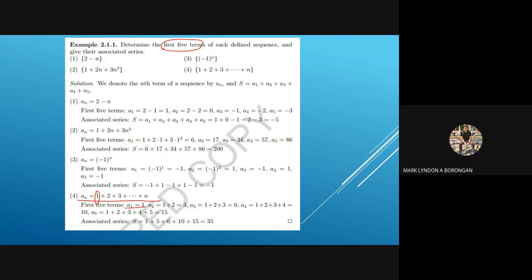So, our a sub 1 will be 1. Our a sub 2 will be this one. Because it's a series, it's adding. Okay? Therefore, that will be 1 plus 2, which is equal to 3. Next is 1 plus 2 plus 3. That will be our third term. For the fourth term, we just add up to 4. Then for the fifth term, we just add up to 5. So, once you get the terms, that will be 1, 3, 6, 10, and 15. You sum them all. When you sum them, you'll get 35.